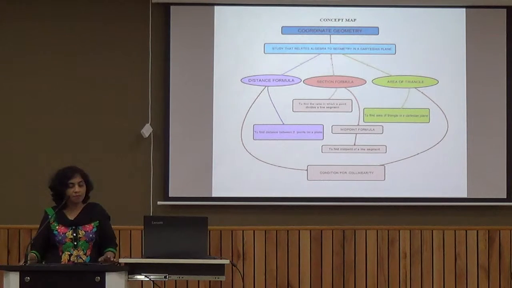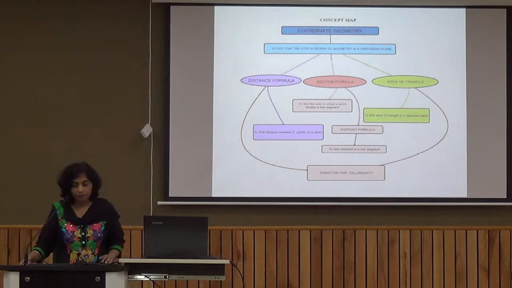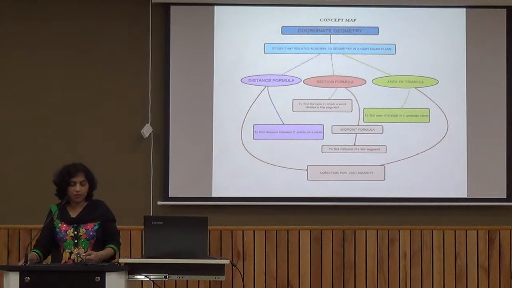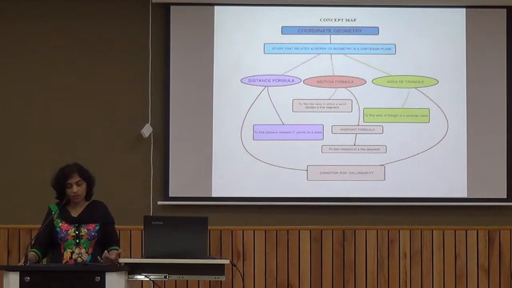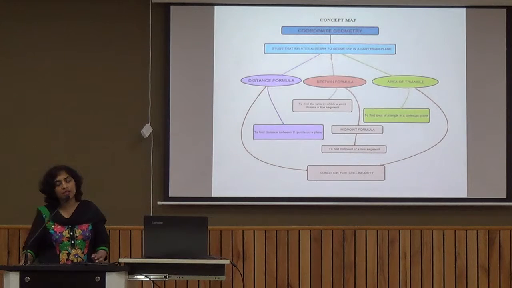Let's have a concept map, coordinate geometry. We study the related algebra of coordinate geometry: the distance formula, section formula, and area of the triangle. The distance formula is used to find the distance between 2 points in a given plane. The section formula is used to find the ratio in which a point divides a line segment, or to find the midpoint of a line segment. The area of the triangle formula is used to find the area of a triangle, and the distance formula and area of the triangle are together used to check for the condition of collinearity.